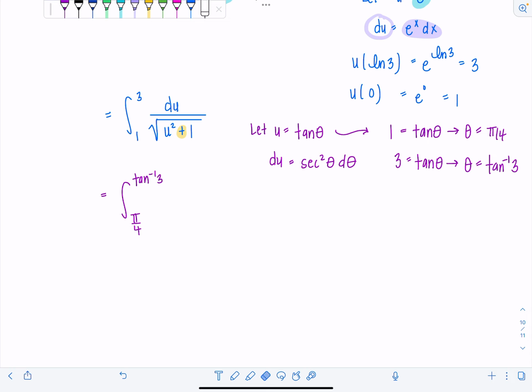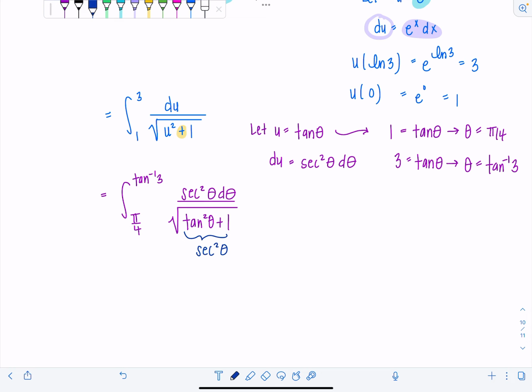All right, so let's see what's going on now. In the numerator, instead of du, I'm going to put secant squared theta d theta. All righty. And then in the denominator, I have the square root of tangent squared theta plus 1. Well, tangent squared theta plus 1, that's secant squared theta. If I take the square root of secant squared theta, I get secant theta.